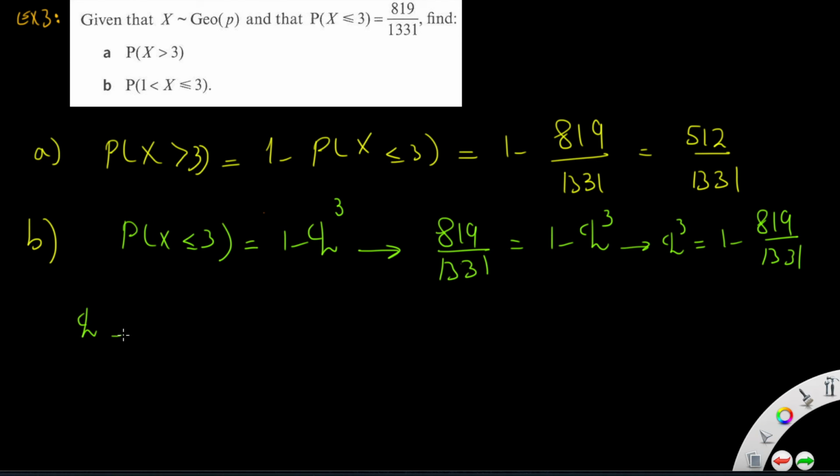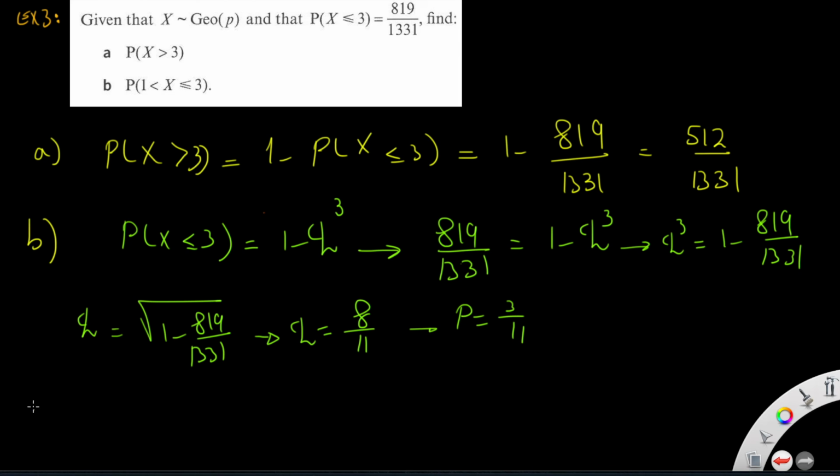Then q to the power of 3, take cube root from both sides. q will be the cube root of 1 minus 819 over 1331. Then q will be 8 over 11. Therefore, p is 3 over 11. Now, probability of x is between 1 and 3.